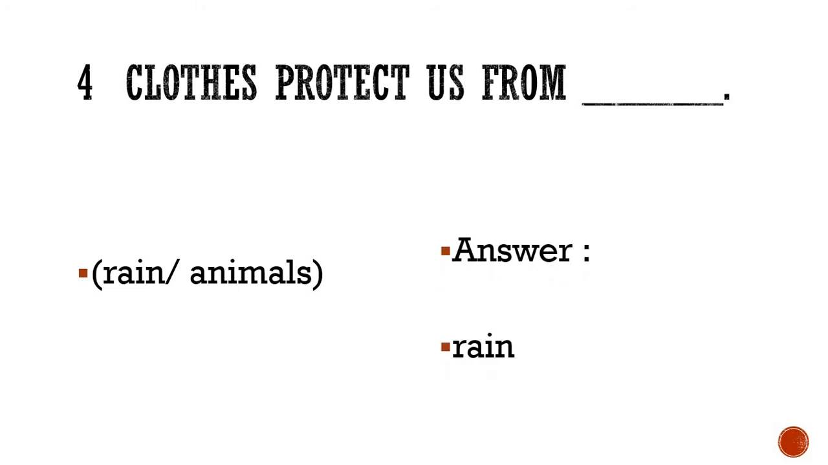Clothes protect us from dash. Be ready to write answer 4. Options are rain or animals. Again, the question is: clothes protect us from dash. Options are rain or animals. Let's see what the correct answer is. If you have written, just check it. Correct answer is rain. Obviously, clothes are not going to protect us from animals, isn't it? Please repeat this once after me.